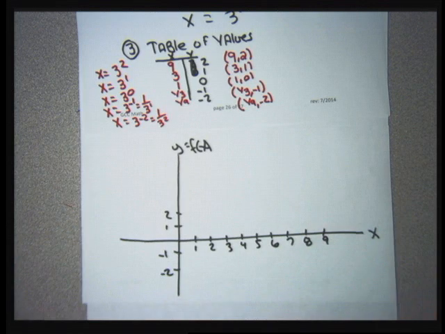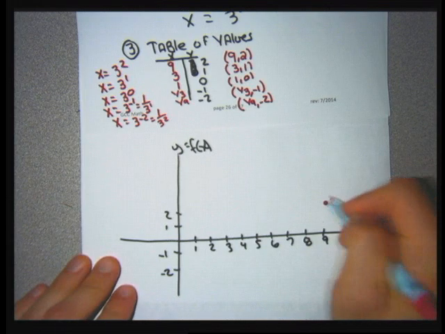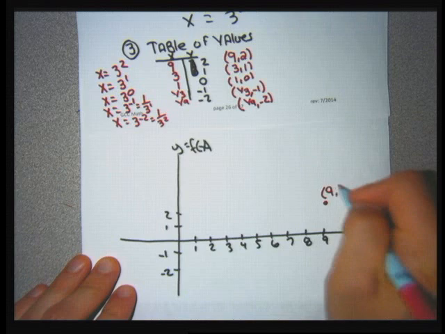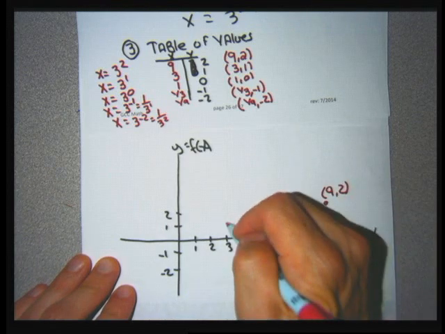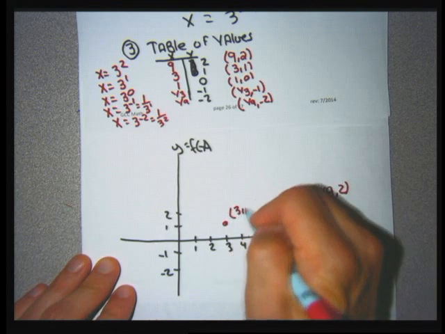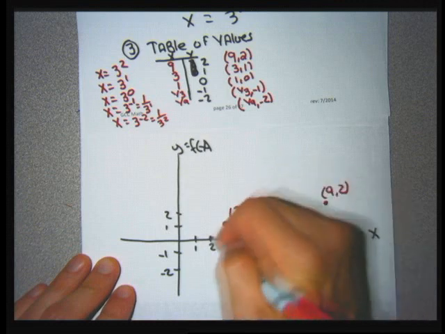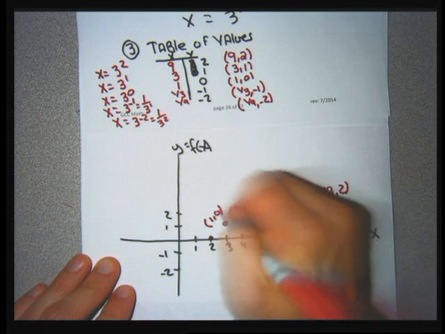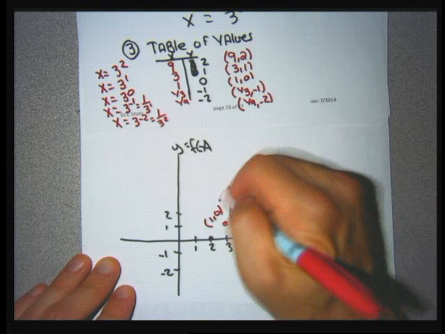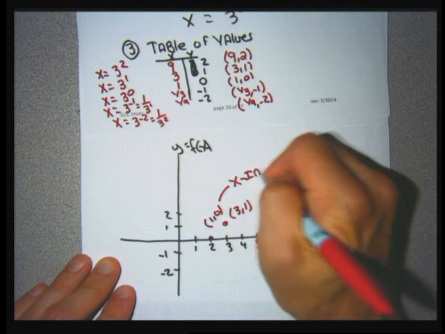Now the best I can, I'm going to plot the points. So the first point I have is the point (9, 2). Then the point (3, 1). Then the point (1, 0), which is the x-intercept that we were asked to show. So this is the x-intercept.